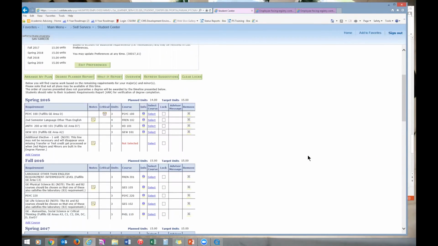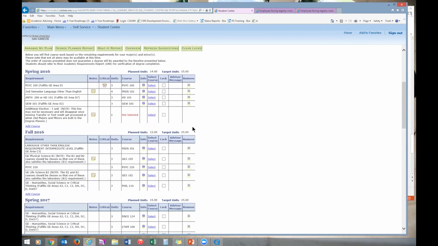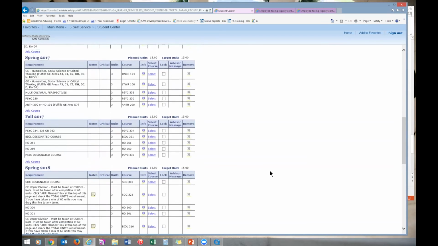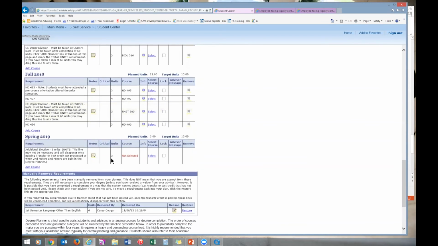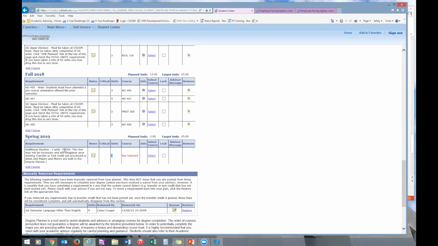It's constantly trying to help you graduate with a minimum of 120 units. So what did it do? Well, since you removed 4 units, it's saying, you need to take an additional elective for at least 1 unit. And then down here, it says, you need to take another additional elective for 3 units. So if you read the description though, it says this line may not be necessary and will disappear once your transfer or test credit gets processed, or when second majors or minors are built in the system.